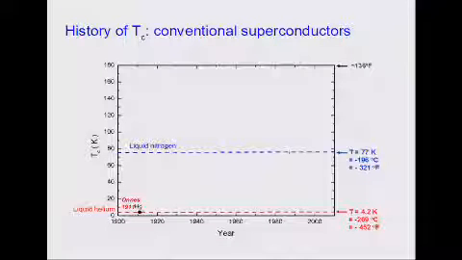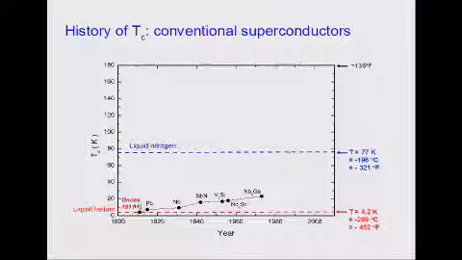Let me briefly review the 100-year history of Tc. As I said, superconductivity was discovered 100 years ago by Kamerlingh Onnes. The temperature at that time was about the boiling temperature of liquid helium, 4 Kelvin. For the next 7 decades, the transition temperature slowly increased. These superconductors are mostly metals or metal alloys. They are so-called conventional superconductors. From here, you can see the curve doesn't look very promising.